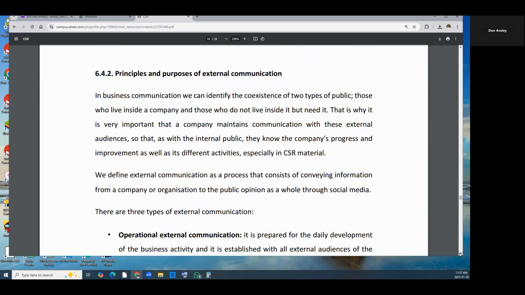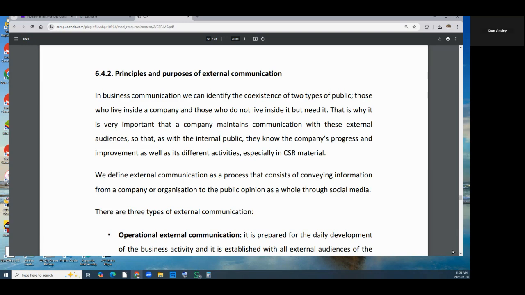Principles and purposes of external communication. In business communication, we can identify the coexistence of two types of public: those who live inside the company and those who do not live inside it but need it. That is why it is very important that a company maintains communication with these external audiences so that, like the internal public, they know the company's progress and improvements, as well as the different activities, especially the CSR manual. We define communication as a process that consists of conveying information from the company or organization to the public as a whole through social media.